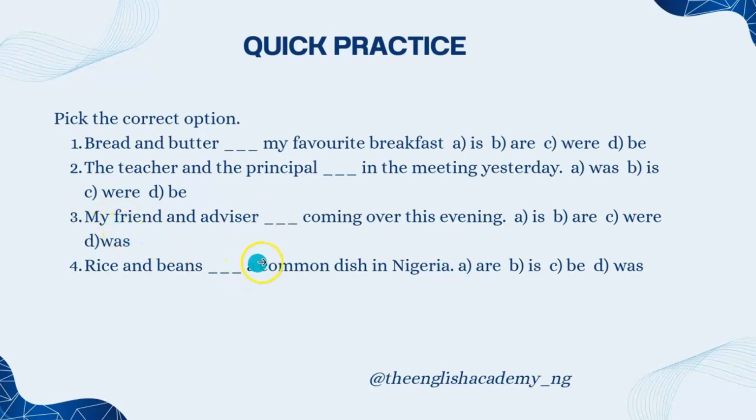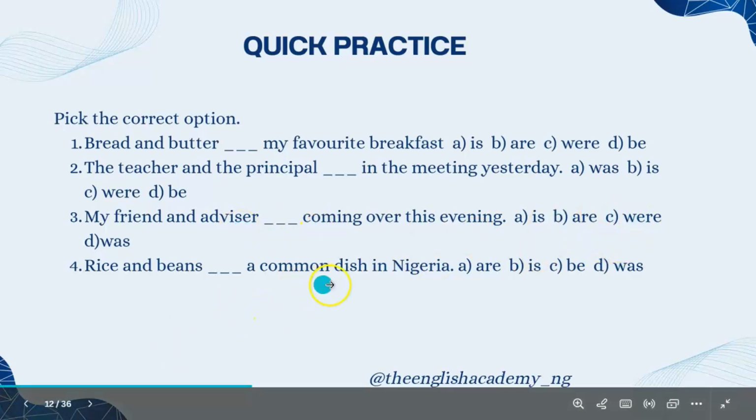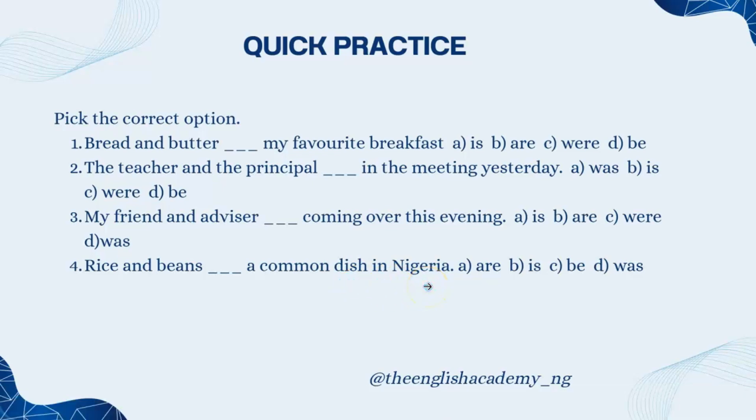My friend and advisor dash coming over this evening. What did you note here? The same person. My friend is the same person as my advisor, so the answer is what? Is. Rice and beans dash a common dish in Nigeria. That is what? Is a common dish in Nigeria. So I do hope you understand that.